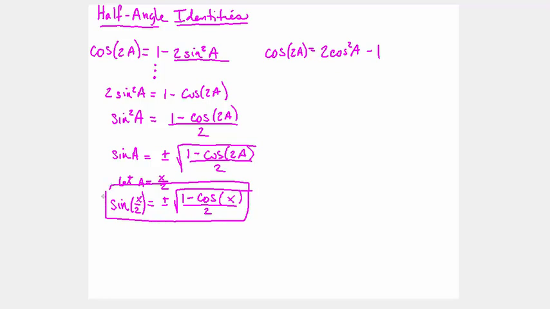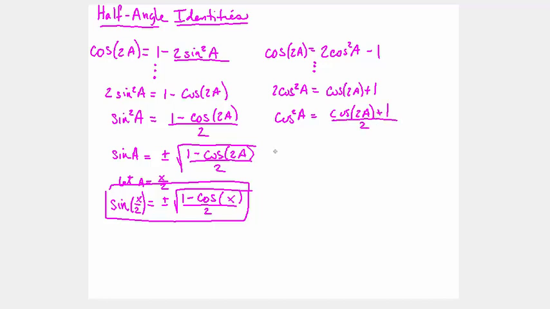Now, we can do the same thing with the other identity for cosine 2a. We'll take similar steps, and we want to get cosine squared of a alone first. You'll end up with 2 cosine squared of a equals, this time, cosine 2a plus 1, by adding 1 to both sides. Then we divide by 2 on both sides, which gives cosine squared of a equals cosine of 2a plus 1 all over 2.